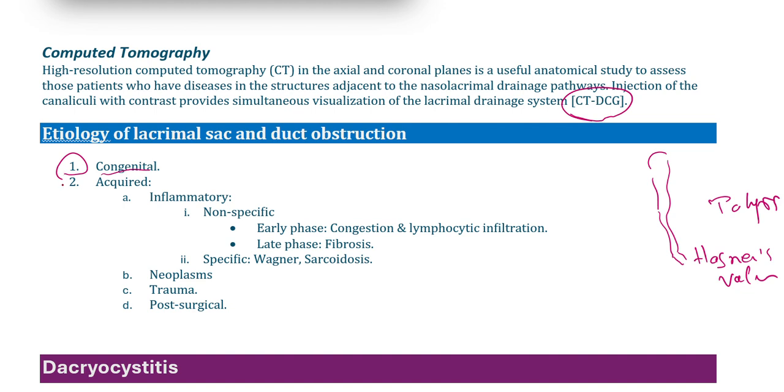In adult or acquired causes, obstruction of the sac or the duct can be either inflammatory or neoplastic. Any neoplasm in the area of the lacrimal sac or the lacrimal duct, or the surrounding nasal tissues or orbital tissues, can lead to obstruction. That's why endoscopy is important in assessment of such obstructions.